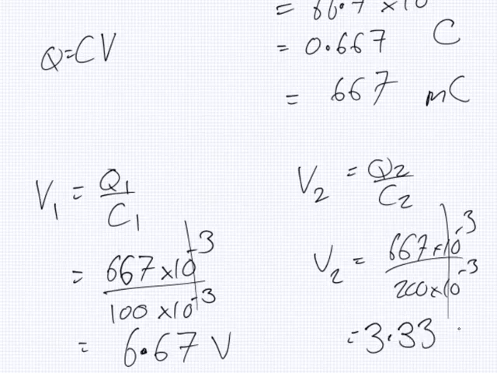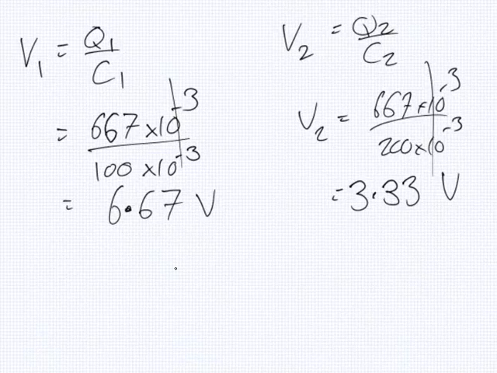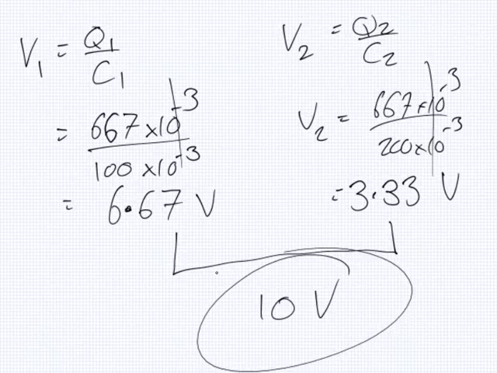That's nice, they cancel for me, so I get 6.67 volts and 3.33 roughly volts. Yeah, roughly. And what happens when I add these together? 10. As I should. Yes.